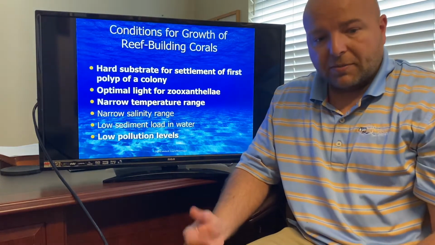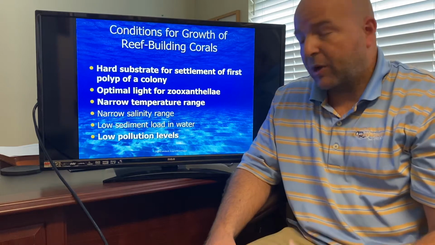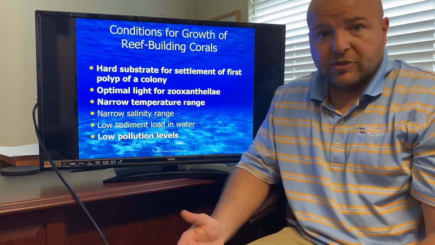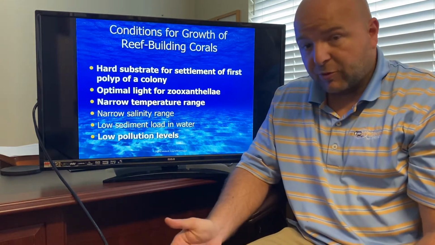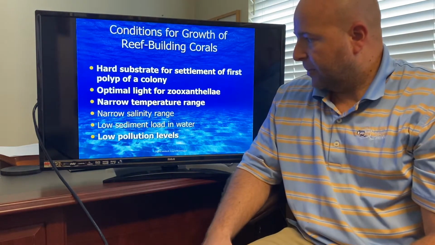You've got to have optimal light for the zooxanthellae that live with the polyp. It is a primary producer. It's an algae, a plant that needs to perform photosynthesis. So you've got to have light in order for that to be able to happen.